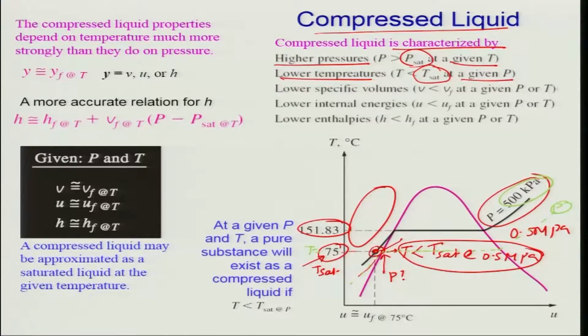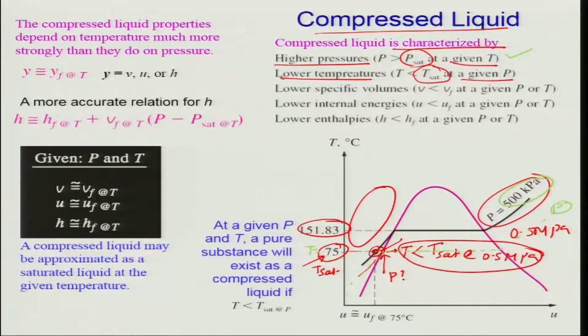So P high, the pressure here is greater than the Psat, because this will be the Psat for this particular point, which we are talking about. So this will be the condition for compressed liquid, that the pressure of the system in the compressed liquid should be greater than Psat at any given temperature, and the temperature should be less than the Tsat at any given pressure.